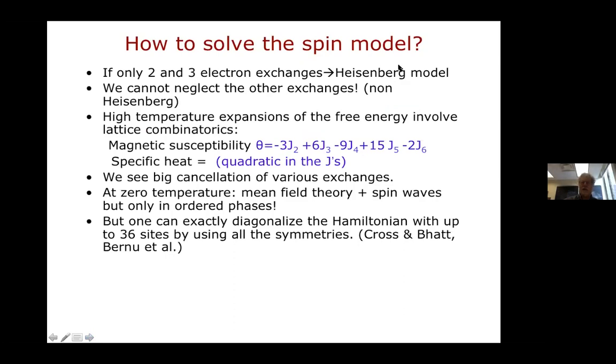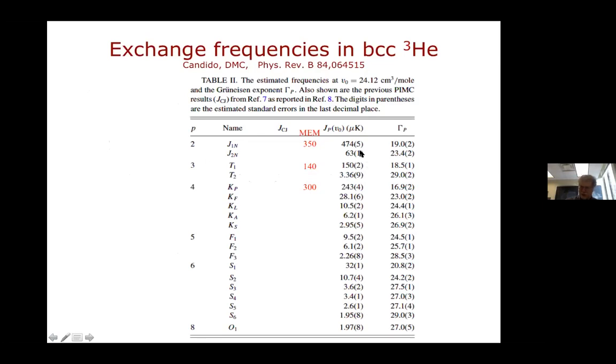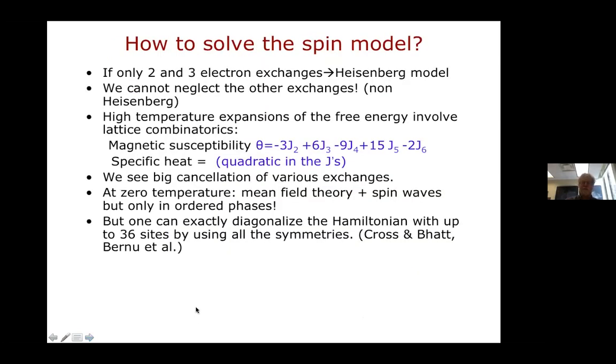Now, if only two and three atoms exchange, you have a Heisenberg model, but you can't neglect the other exchanges. I'll show you that in a minute. There are three things we can calculate without doing many-body physics, namely the magnetic susceptibility, which is called the Curie-Weiss temperature, theta, and that's just a combination of the J's. The heat capacity, I should say, also, and the magnetic field that's required to make it totally spin polarized. You can also calculate that directly from the J's. You cannot solve this Hamiltonian except with exact diagonalization, and you could do it with exact diagonalization for about 54 spins or so. And people have done that.